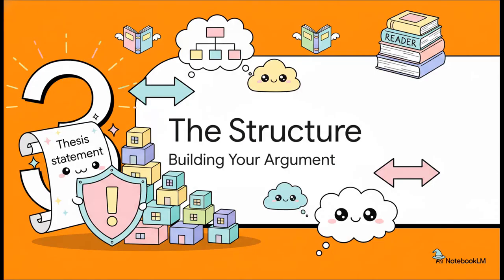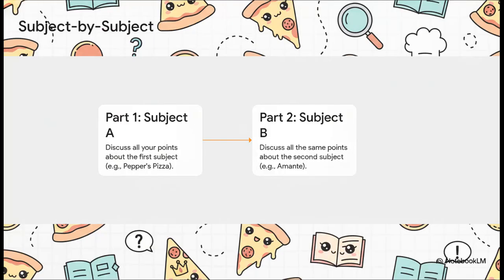Okay, so you have a killer thesis. Now it's time to actually build the essay around it. And the structure you pick is going to make a huge difference in how clearly your argument comes across. Your first option is what we call the subject by subject method. This is where you say everything you want to say about Pepper's Pizza first, and then in the second half of the paper, you say all the same things about Amante Pizza.